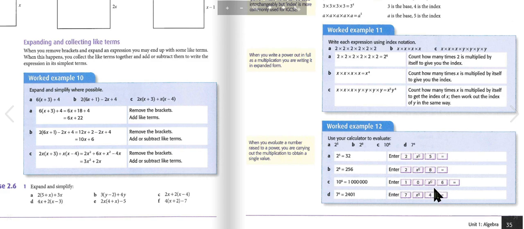So first, you type in the base. Next, you press the index button. Finally, you type in the index. And then you press the equal sign. So 2 to the power of 5 equals 32. 2 to the power of 8 equals 256. 10 to the power of 6 equals 1 million. And 7 to the power of 4 equals 2,401.